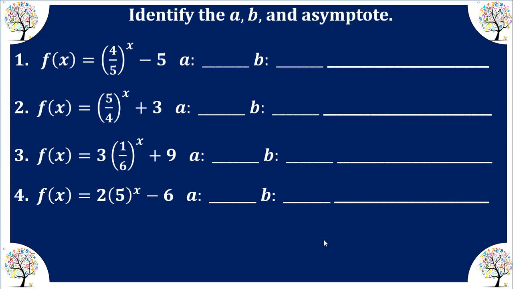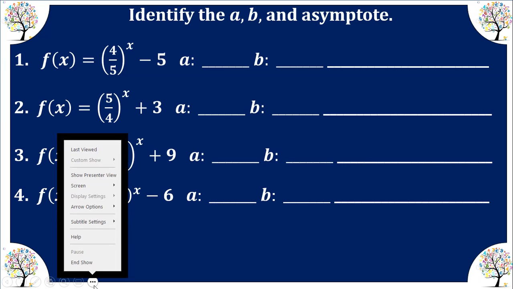Okay, now that you have seen how you can identify the asymptote, let's identify the a and b again. Make sure we're good with that. And also list the asymptote.